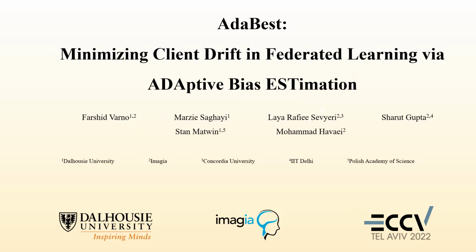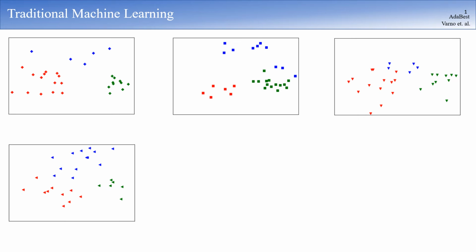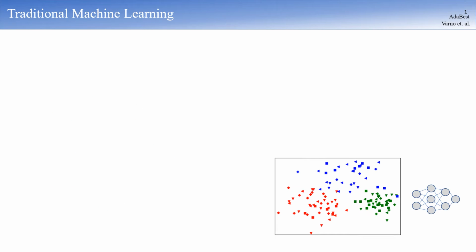I'll be presenting our paper Minimizing Client Drift in Federated Learning via Adaptive Bias Estimation. Let's assume you have multiple devices that collect data and you want to train a machine learning model on this data. Traditionally, all the data should be first transferred to a device where you want to train your machine learning model. But depending on the application, this approach can have high communication and privacy costs.